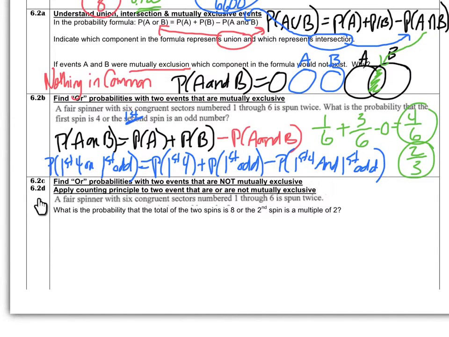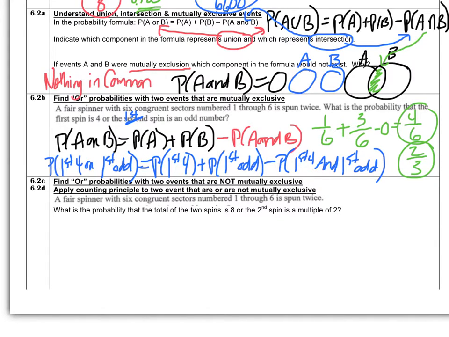6.2c and d are together because you can use either approach. We're going to continue to find OR probabilities with two events, this time that are not mutually exclusive, which means this probability right here will actually exist. What we also can do though is apply a counting principle to two events that are not mutually exclusive if we prefer to do that. So we can do the formula or we could draw out the sample space and count.